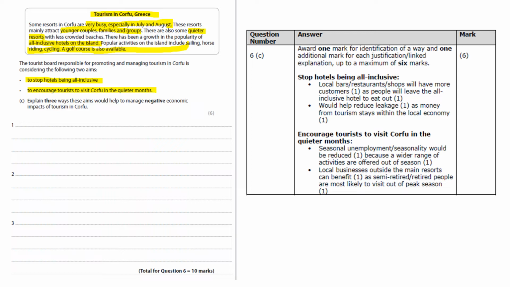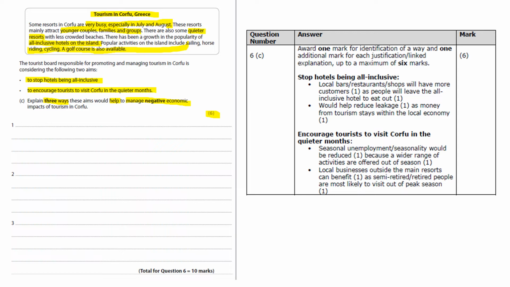Now, it then says explain 3 ways that these aims would help manage negative economic impacts. Now, a couple of really important things about this. 3 ways, 6 marks, so it's going to be that old favourite thing of ours, 1 mark for the reason, 1 mark for the explanation. And it has to be negative economic impact. You can't tell me why all-inclusives are good or anything like that. You've got to focus on why these things are going to help economically.